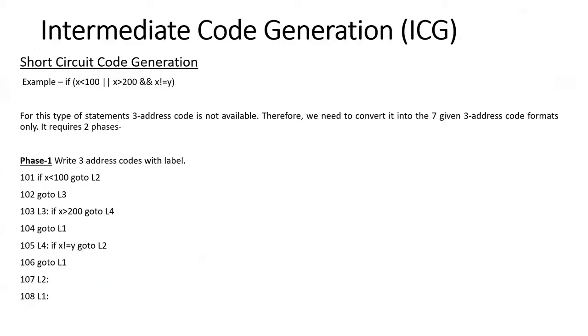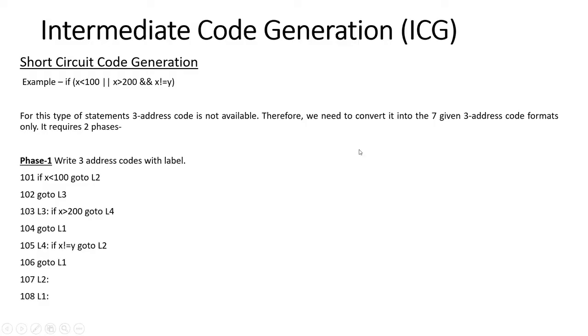Good morning, everyone. Last time we studied short circuit code generation for Boolean expressions. If there is a Boolean expression that is nested or in the form of or and, this type of statement is not available in three address code. Therefore, we need to convert it into the given form of three address code.